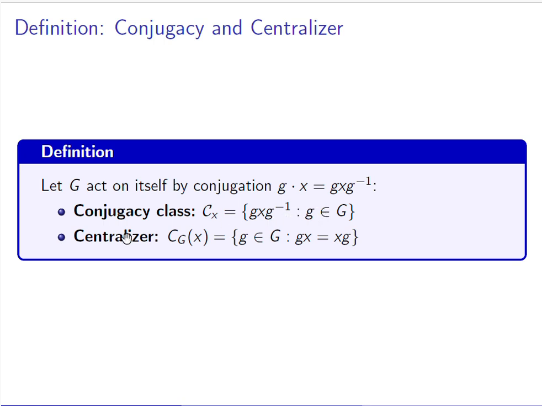And the stabilizer of x consists of the elements that fix x. Essentially, it says that g acting on x gives you x, which is something like saying gxg inverse equals x. If you multiply on the right by g, you get gx equals xg. So this is the stabilizer, and in this case it's got a special name. We call it the centralizer of x in G.